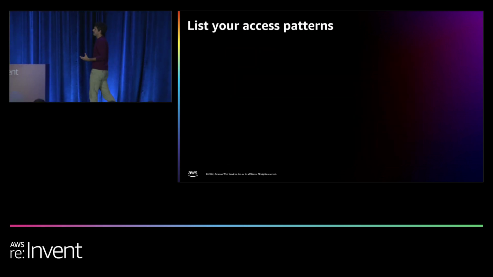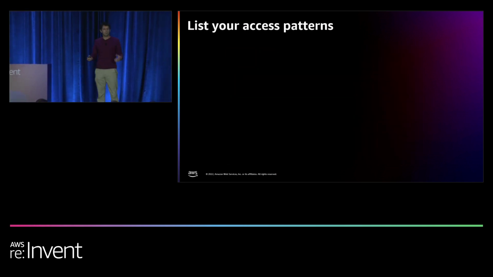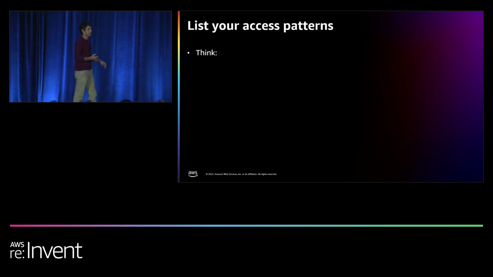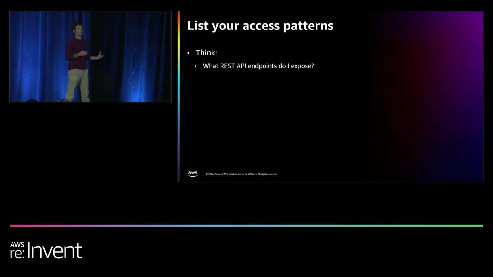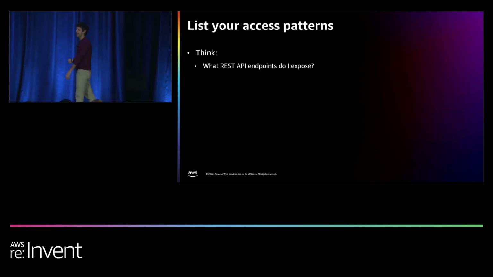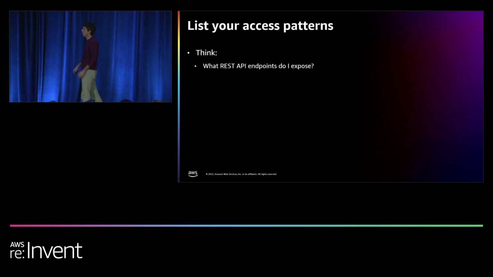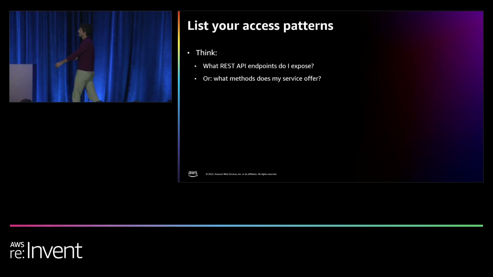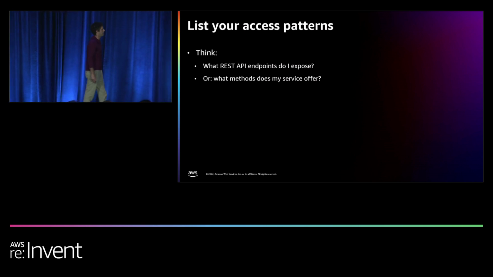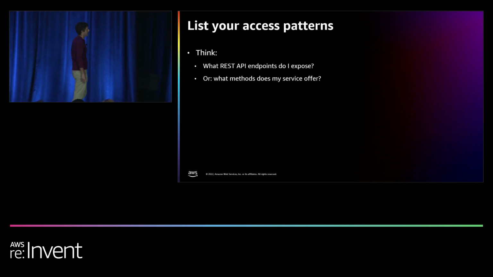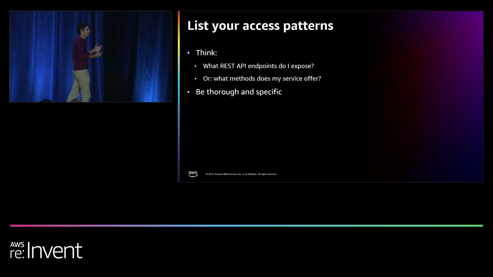This is going to be a little bit different for you, and if you have trouble thinking about this, there are two ways I like to approach it. If you're exposing a REST API, you can think, what REST API endpoints do I have? What use cases do I need to be able to handle in a nice, efficient way? Or if you're building some sort of service, you can say, what methods do I want to expose on my service object that can be used by my application? That's a good way to think about that. And the big thing here is to be very thorough, be very specific.